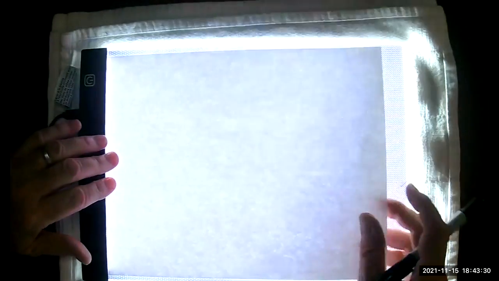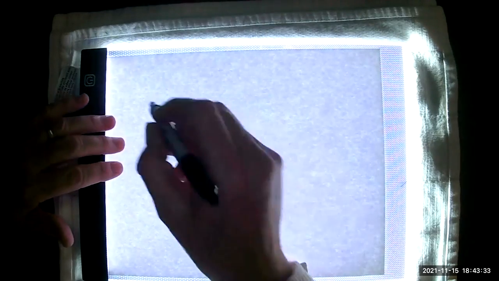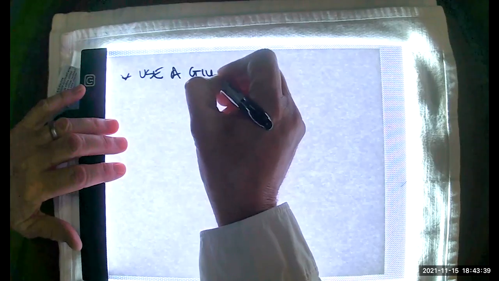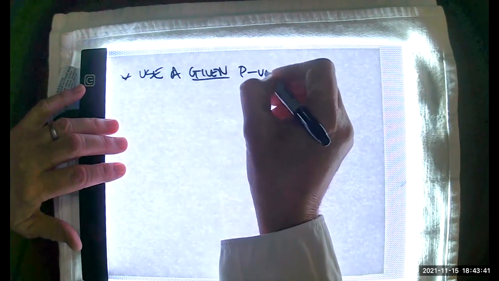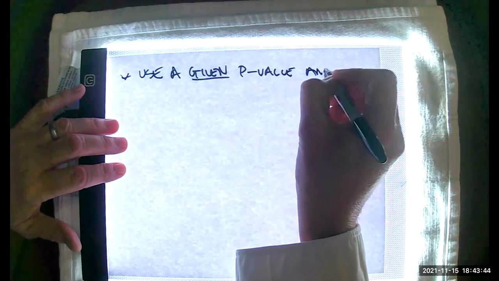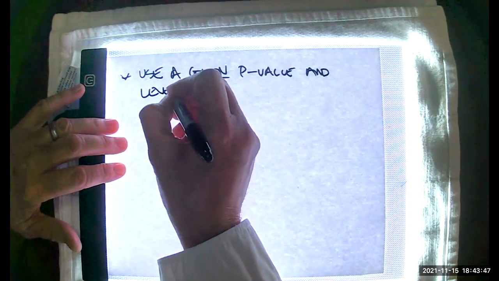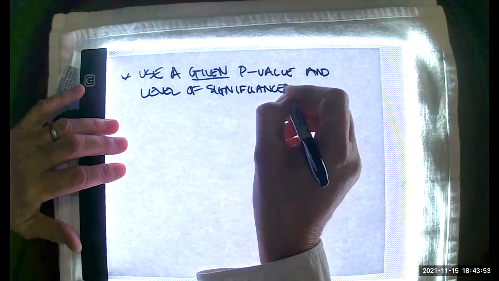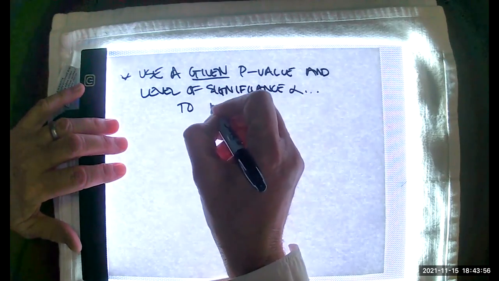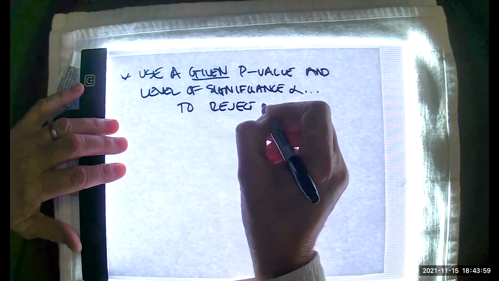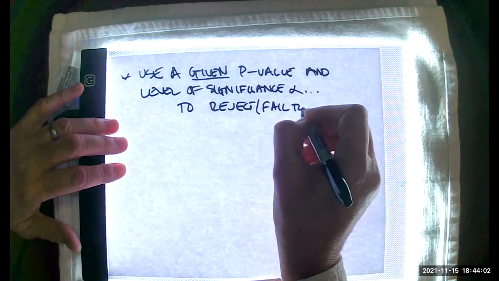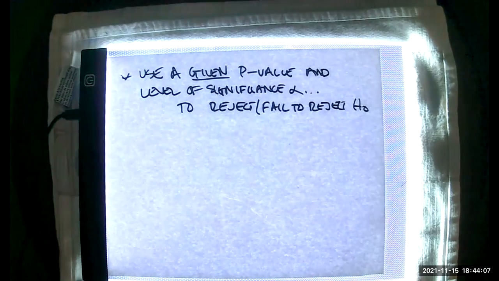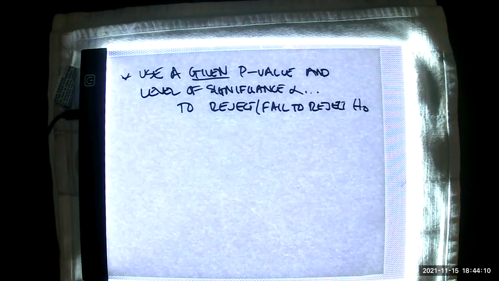Now, once that's out of the way, there are numeric things that do crop up in 8.1 that I can ask you to work with. You should be able to use a given p-value and level of significance, that's the alpha, to either reject or fail to reject the null hypothesis. So if I give you a p-value and an alpha, you should be able to take care of that.